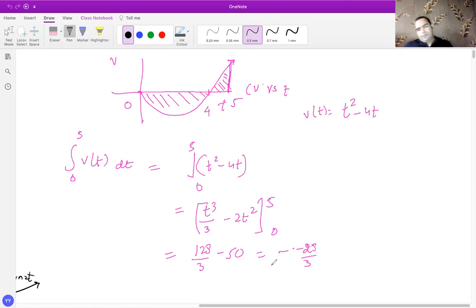So when you talk about the displacement, you can just directly integrate the given expression between the limits that have been specified, and you get the answer.